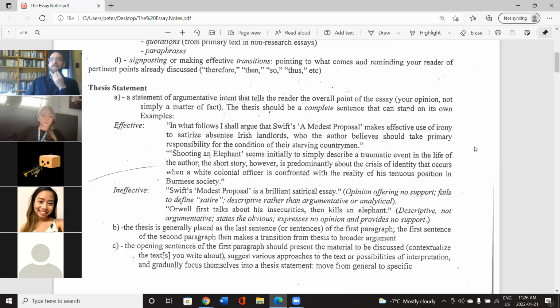Shooting an Elephant seems initially to simply describe a traumatic event in the life of the author. I love this thesis statement because it's going to say an uncareful or a not very close reading of the story would suggest that this is what it's about. And then the thesis statement takes the form of a compound sentence with a semicolon to indicate the distinction between this first opinion and the second one that's going to be argued. Everyone can see what I'm saying here.